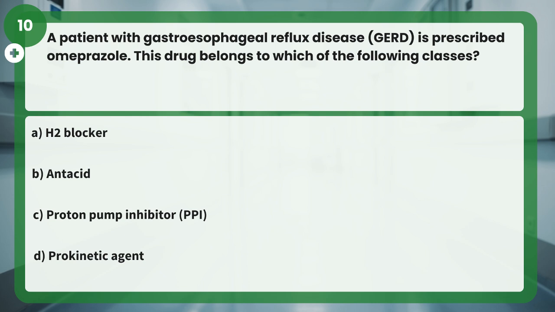A. H2 blocker. B. Antacid. C. Proton pump inhibitor, PPI. D. Prokinetic agent.